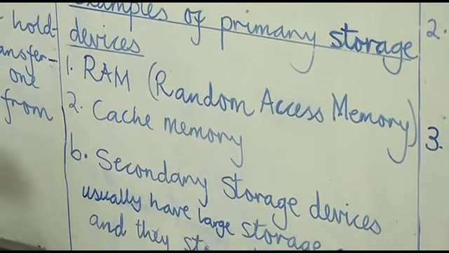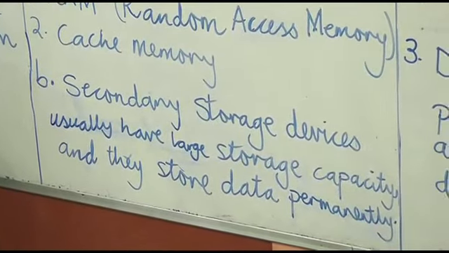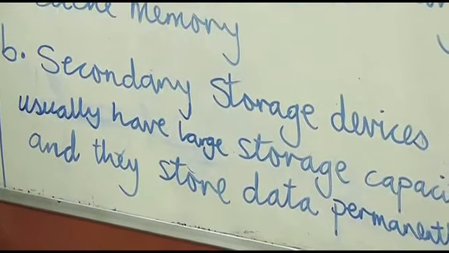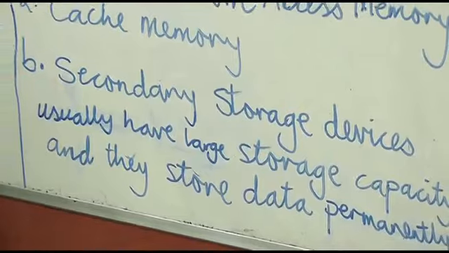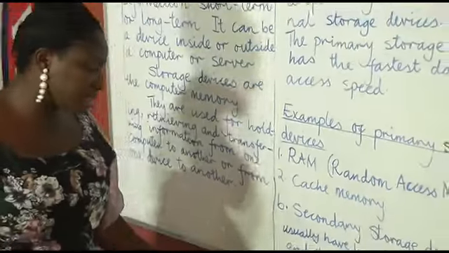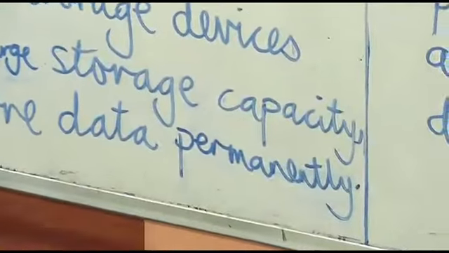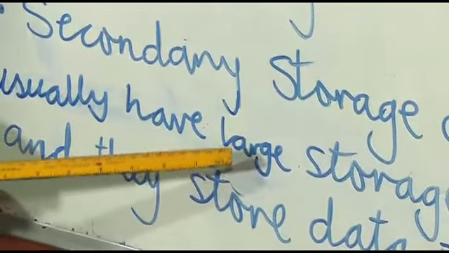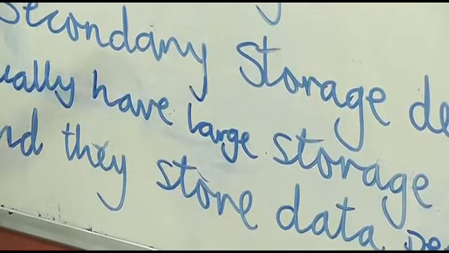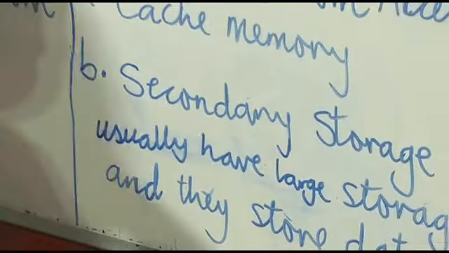The next thing there is our secondary storage devices. The secondary storage devices usually have large storage capacity and they store data permanently. When I made mention of the primary storage device, these two things weren't there. For primary storage device, it is temporal, and it stores small. The capacity is very minimal. That is, it is small.